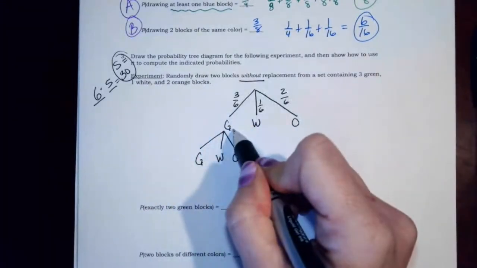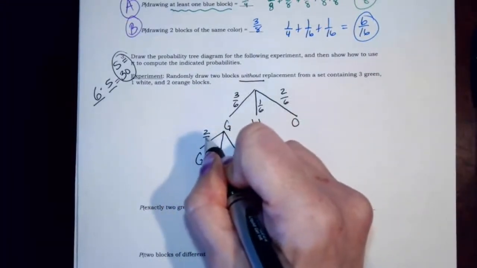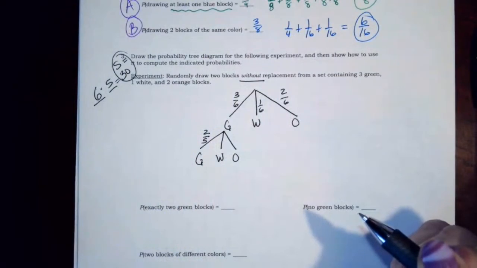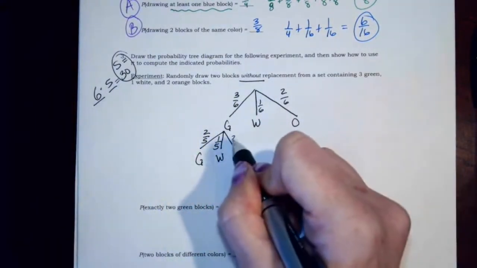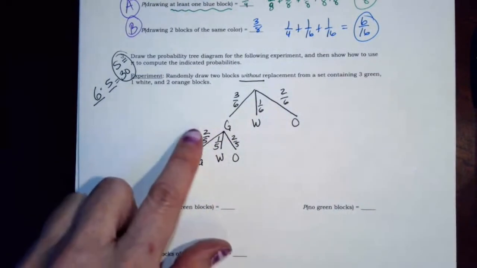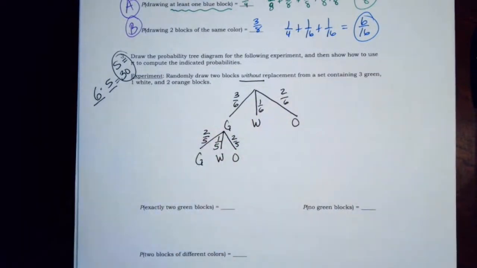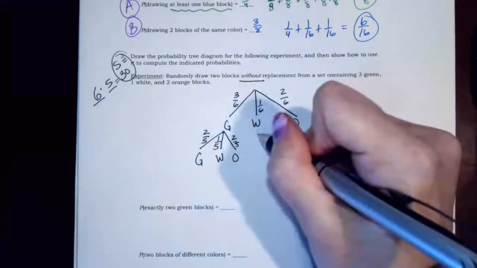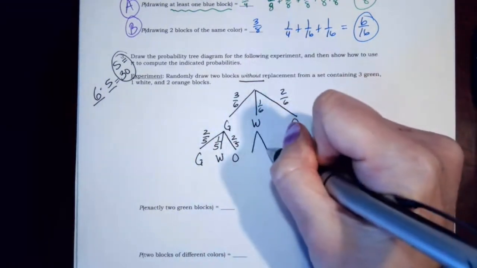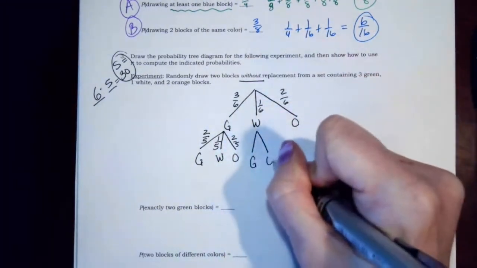If I drew a green on the first draw, there would be 2 out of 5 blocks left that are green for the second. I've still got my one white block and my 2 orange blocks. And I can see that I've got 2, 3, 4, 5 blocks represented. Now, if I draw a white block on the first draw, I don't have any white blocks left. So the only color blocks I could draw on the second draw here would be green or orange.